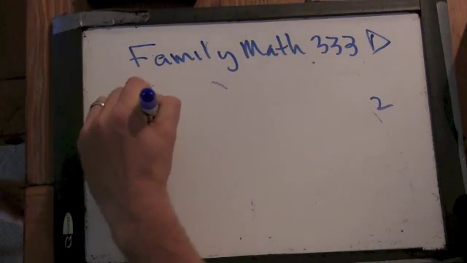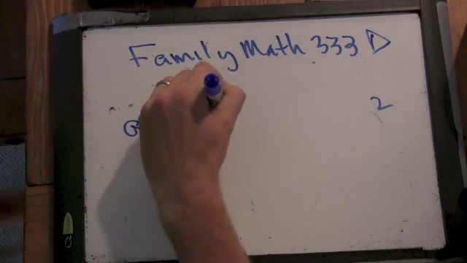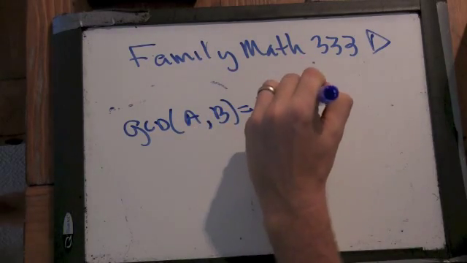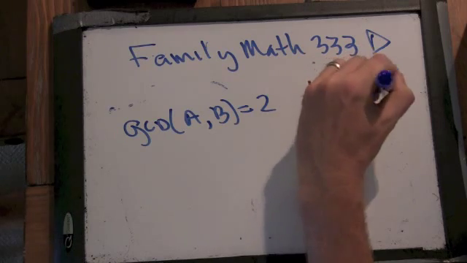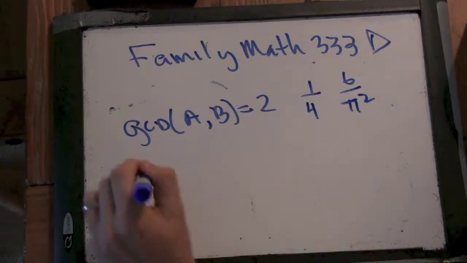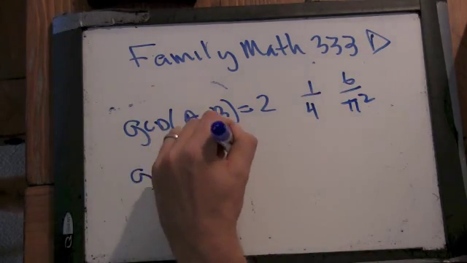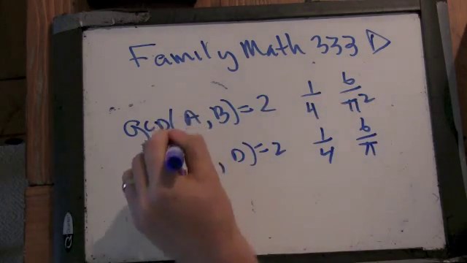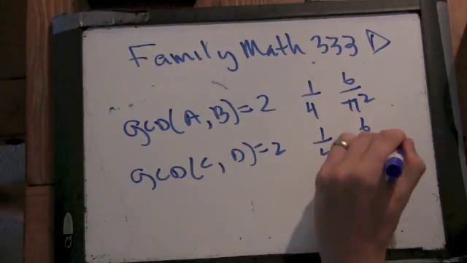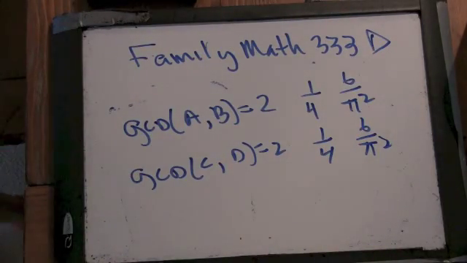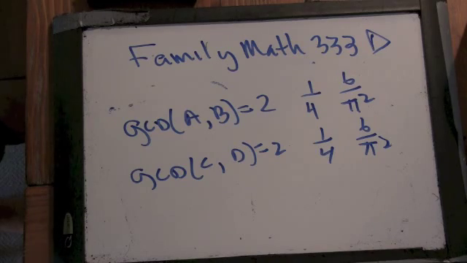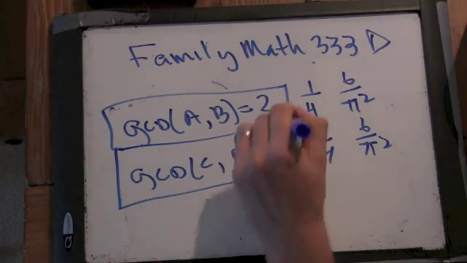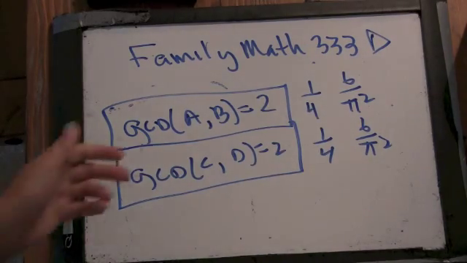So the GCD of A and B equal to 2 seems to be 1/4 times 6 over pi squared. And if that's going to match the GCD of C and D being 2, which is also 1/4 of 6 over pi squared, what's the probability that they match? That the greatest common divisor of A and B equals 2 and the greatest common divisor of C and D equals 2? Well, you're going to have to multiply these.